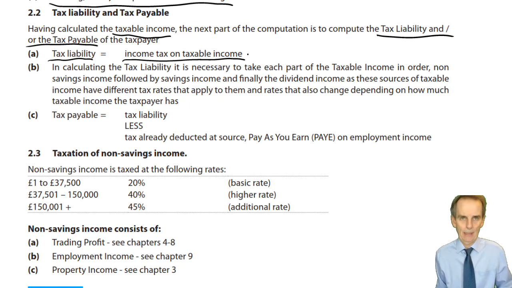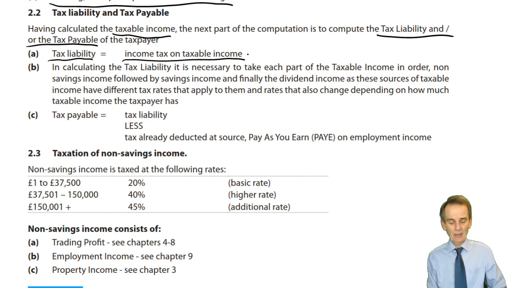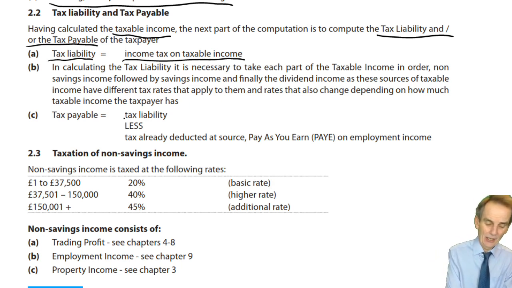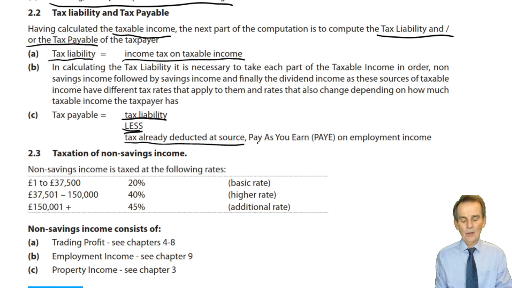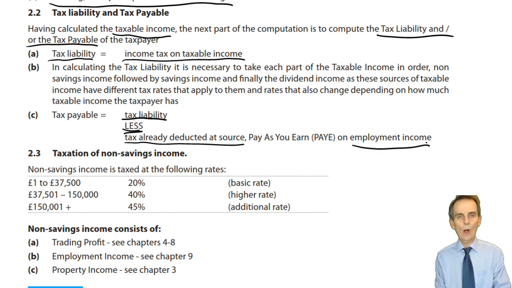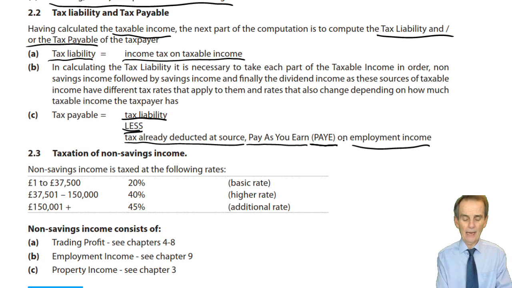So what's the income tax payable? Well, that is your income tax liability, less a reduction for any tax already deducted at source. Now, the only remaining source of income within the legislation that we currently have where tax is deducted at source is employment income, where employers are required to operate a system known as the pay-as-you-earn system, that you will recognise in future as PAYE.